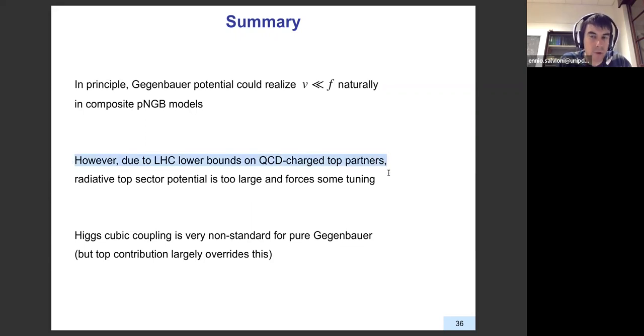And so the contribution from those loops is just too large for a Gegenbauer contribution to be dominating, if you wish. And so there is some tuning that remains, which is a fact. And even though the Higgs cubic coupling could also be very different from the standard model, in practice, it turns out to be already close to this decoupling limit, in a sense, as we were saying. Right, so this is a partial conclusion.